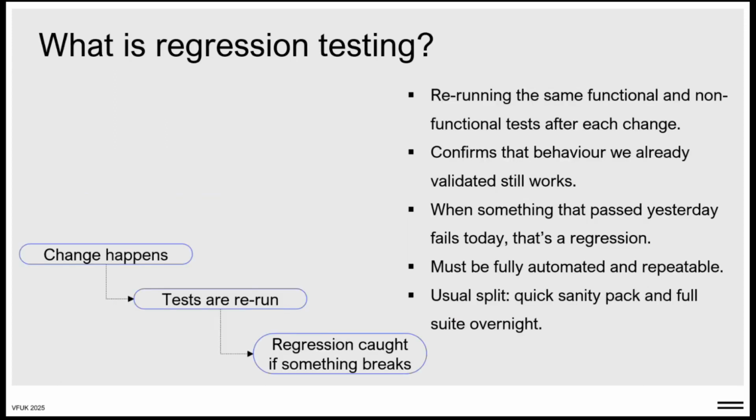Now, what is regression testing then? Well, regression testing simply means that we rerun our old functional and non-functional tests after every change we do. And if an old test, which used to work before, now fails, we have a regression. A regression flow should be automated and repeatable. And because FPGA simulations can take a lot of time, a good testing strategy is important.